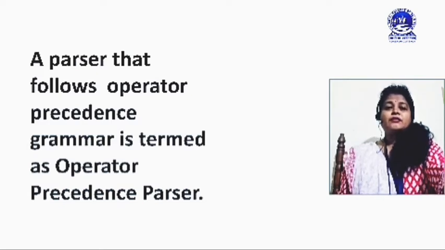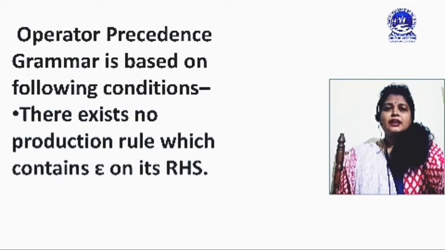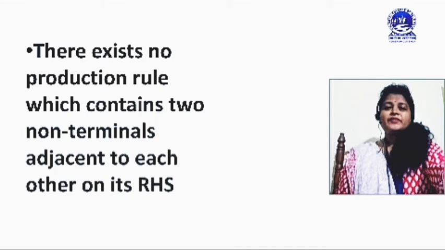But first of all, we must know what is the meaning of operator precedence grammar. Operator precedence grammar is based on following conditions. One condition is that there exists no production rule which contains one empty symbol on its RHS, right hand side. And the second condition is that there exists no production rule which contains two non-terminals adjacent to each other on its right hand side. Actually, all of us know about precedence of operator.